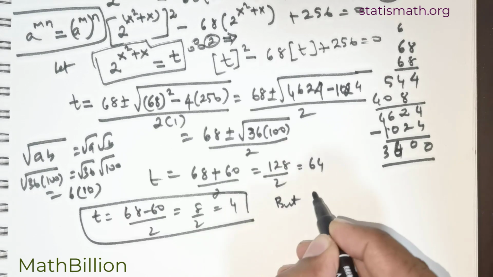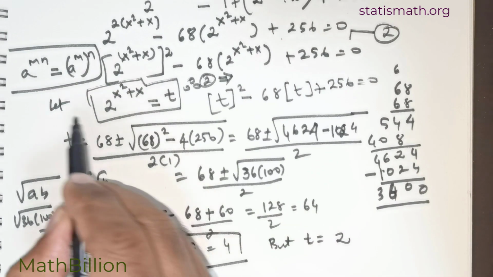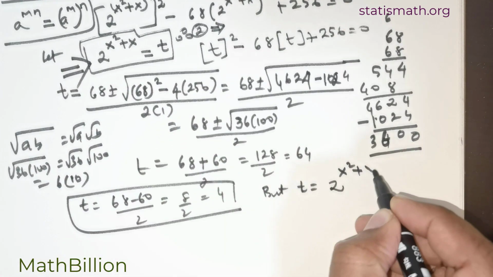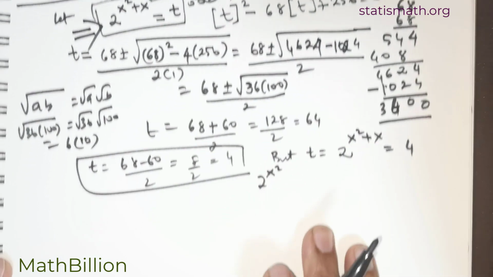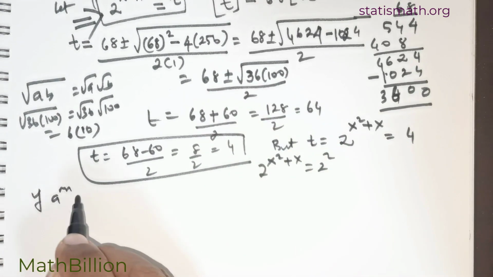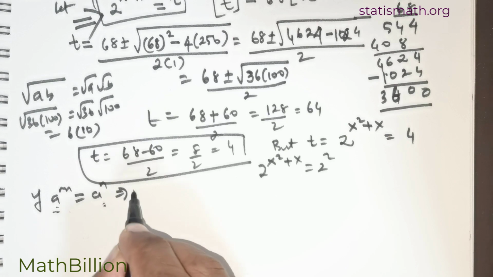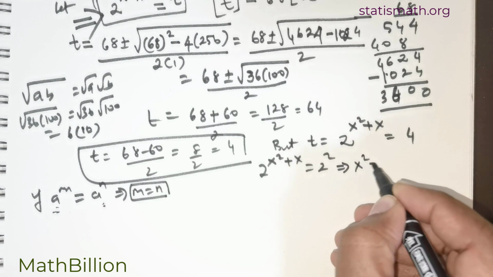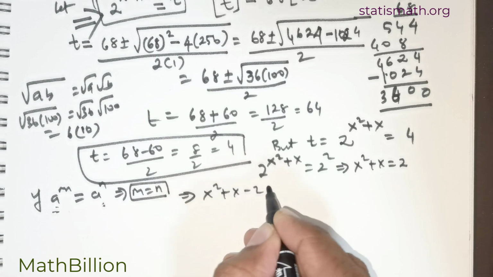But what is t? My t is taken to be 2 raised to the power of x squared plus x. Let me show you that. This is the value of t, right? So 2 raised to the power of x squared plus x is equal to 4. But I can rewrite this as 2 raised to the power of x squared plus x is equal to 2 squared. Now if a raised to the power of m is equal to a raised to the power of n, if the bases are same, then the indices will be equated. m is equal to n. So this would mean x squared plus x is equal to 2, which in turn means x squared plus x minus 2 is equal to 0.